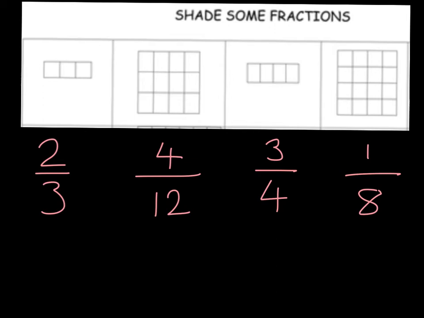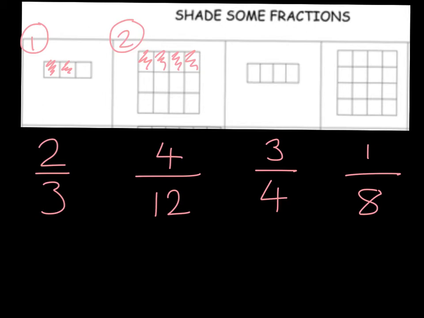If we now have a look at shading some fractions, so in the first one, we need to shade 2/3, 2 out of every 3. So there are 3 there, so I just need to shade in 2 of them. On the next question, I need to shade 4 out of 12. Just check how many there are. So there are 4 in the first row, 8 in the second, and then that makes 12. So I can just shade 4 out of the 12.